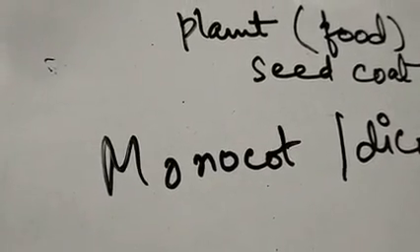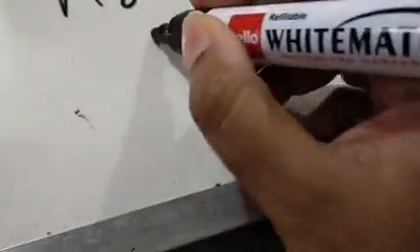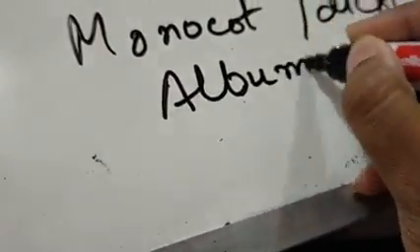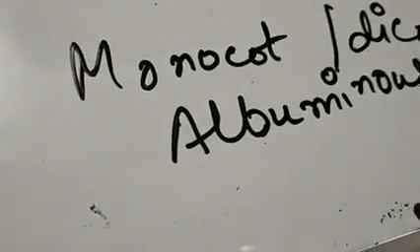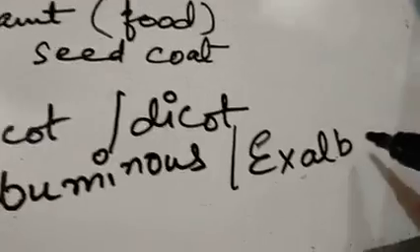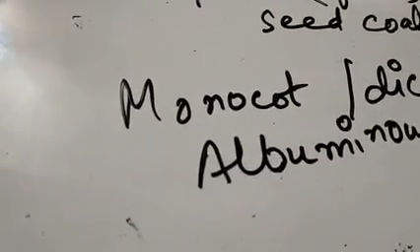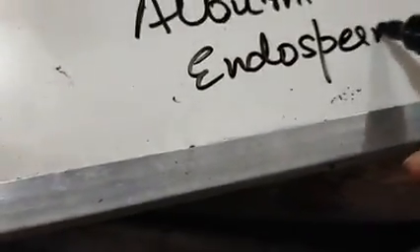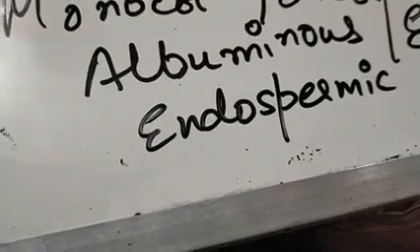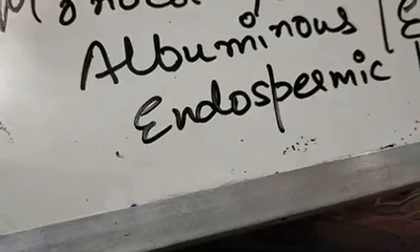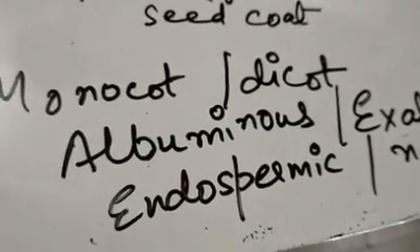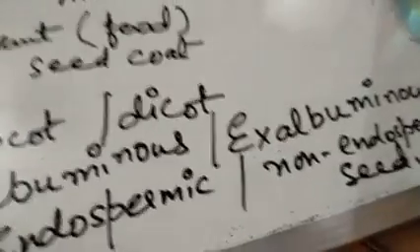Now you are going to study one more type of seed, that is called albuminous or ex-albuminous seed. In other words, we can also call them endospermic or non-endospermic seed. So albuminous is also known as endospermic and ex-albuminous is known as non-endospermic seed.